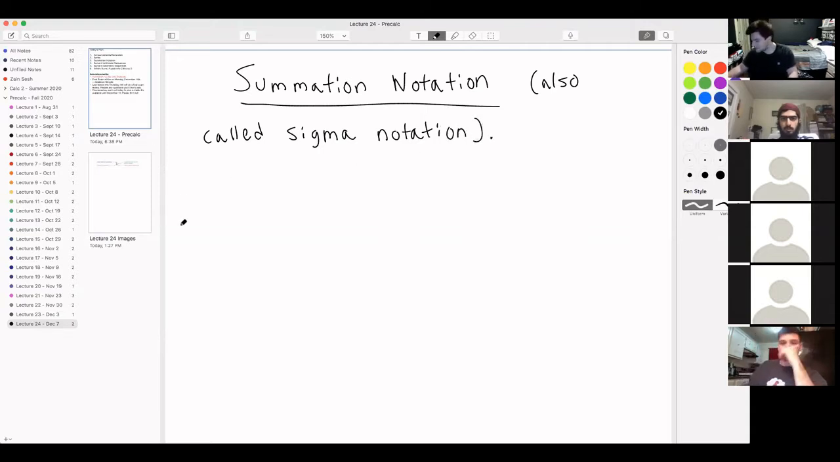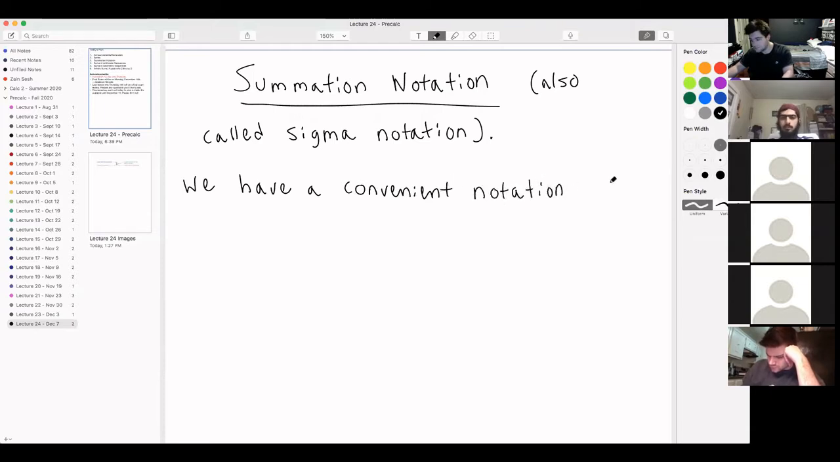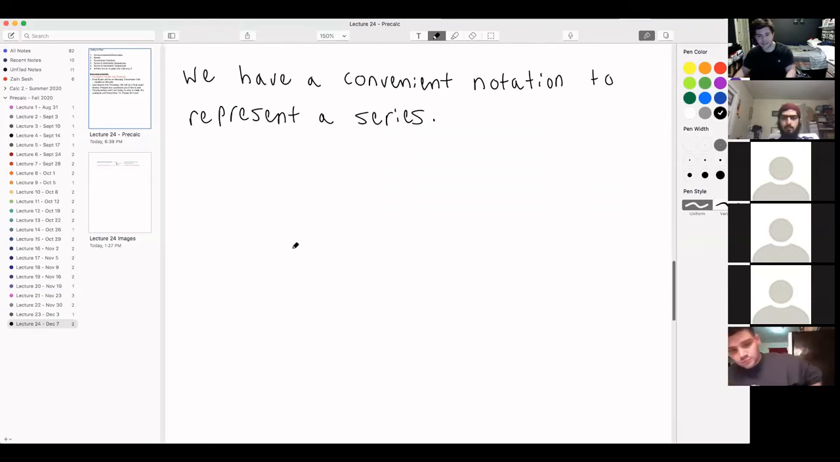So what is this? This is so important. Summation notation is used all across mathematics, upper level, lower level math, everywhere. So this is pretty important. Just a quick description: we have a convenient notation to represent a series. And here's what it looks like.